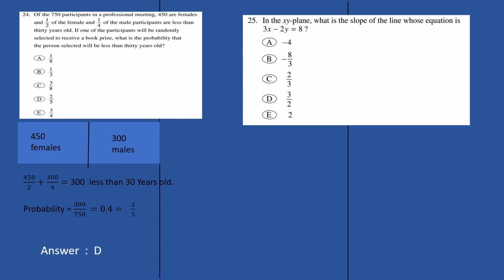And the last question is, in the xy plane, the equation is given as 3x minus 2y equal to 8, and we are asked to find the slope. So if we rewrite this in the slope-intercept form, y is equal to mx plus b, I can write 2y equal to 3x minus 8, or y is equal to 3/2 of x minus 8 by 2, which is -4. So this 3/2 becomes the slope, and -4 becomes the intercept, and hence our answer is B.